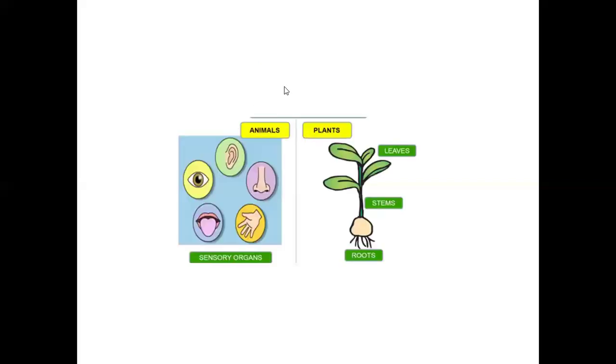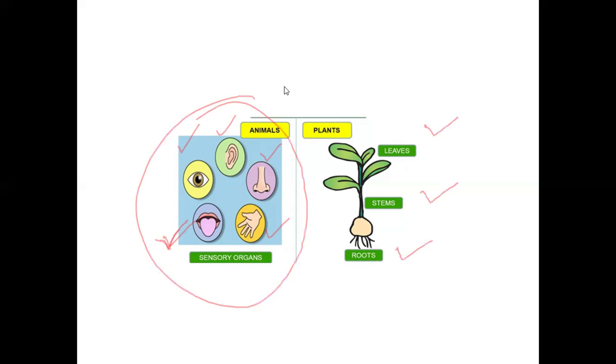Here I have an example of animal organs and plant organs. In animal organs, I have shown you: eye is an organ, ear is an organ, nose, hand, or touch you can say, and your tongue. All these are different organs which are called sensory organs. And in plants, you can see the leaves, stems, and roots. All these will act as an organ. So these are the examples.